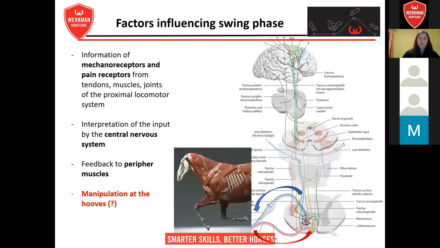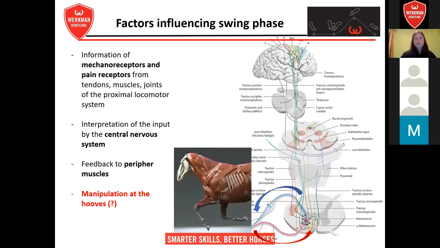So in conclusion, the swing phase is mainly influenced by the receptor feedback, but mainly from muscles and the proximal locomotor system. It's also mainly influenced by the activity of the muscles of the shoulder and the pelvis, and the interpretation of the central nervous system. So how the horse had motor learning for developing a specific gait pattern. And then, of course, it's the question how we can achieve some changes by our trimming and shoeing.